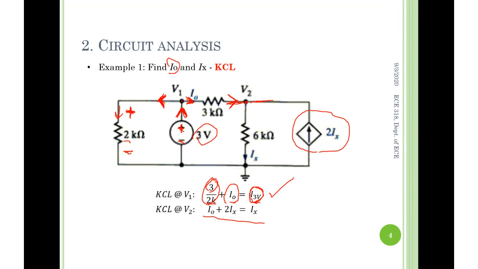Current dependent current source. Why is that? First of all, you're saying current dependent. Why is that? It depends on the IX value. Excellent, because the value is in terms of IX, which is a current. That's why this is called current dependent. And then you're saying it is a current source. Why is it a current source?